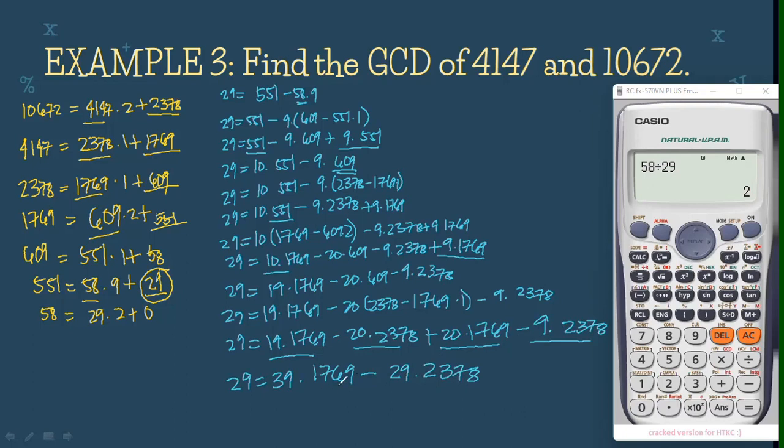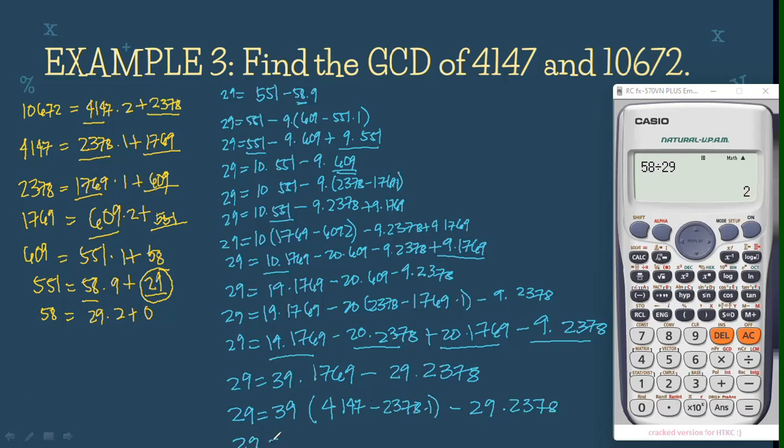Kasi ito pong 1,769 and 2,378 ay hindi pa po nakakatapos dito. So, ibig sabihin, pwede pa po natin siyang i-expand. Is equal to 39 times 1,769. So, pwede natin itong gamitin. Ito po. So, we have 4,147 minus 2,378 times 1 minus 29 times 2,378. So, distribute po ulit.